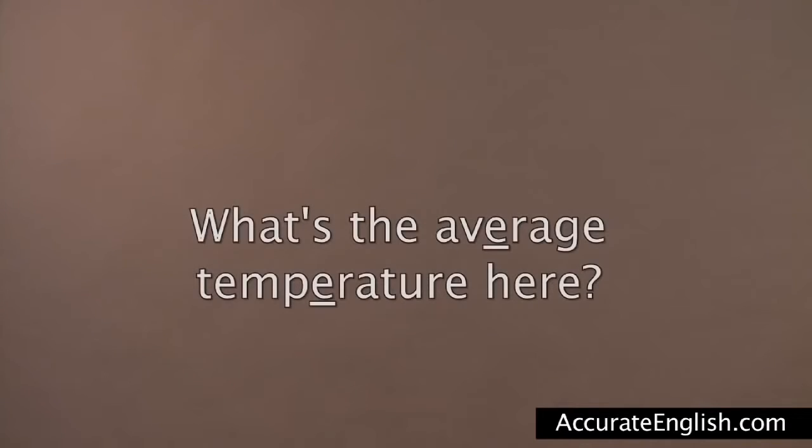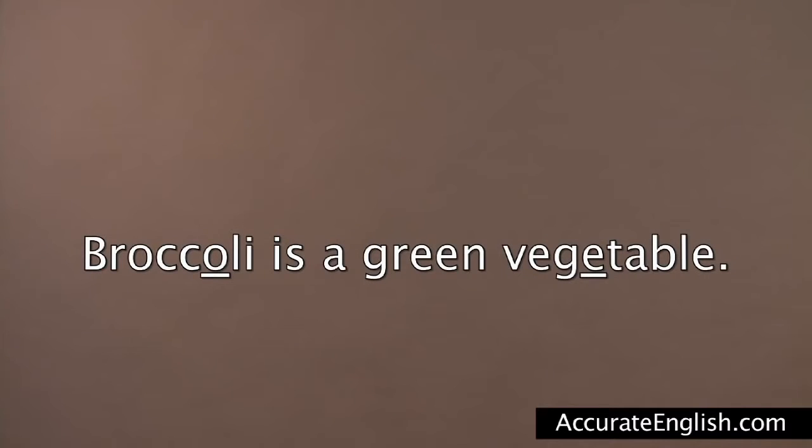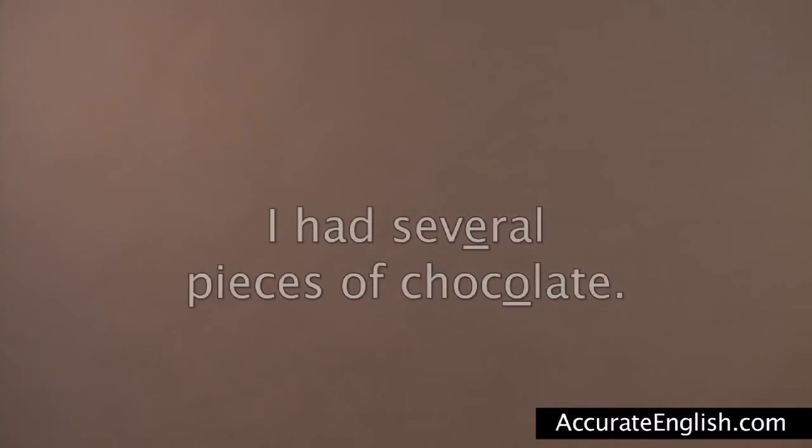Sentences for practice. What's the average temperature here? Broccoli is a green vegetable. I had several pieces of chocolate.